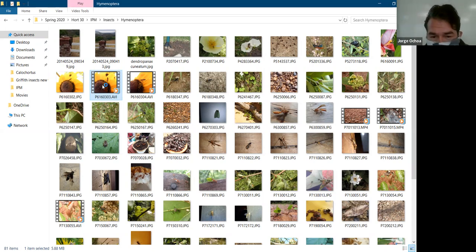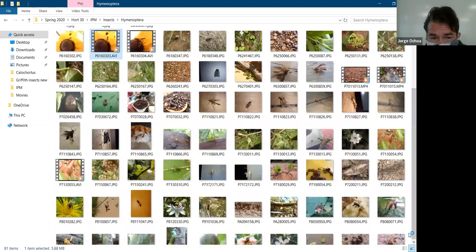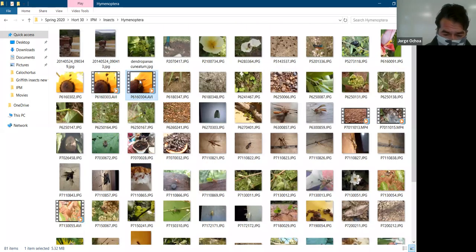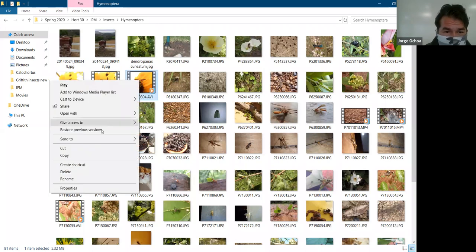Are you gonna show me this? Come on. Are you gonna show me something else? I saw that one. Oh, thank you. So I guess it's not recognizing open with.